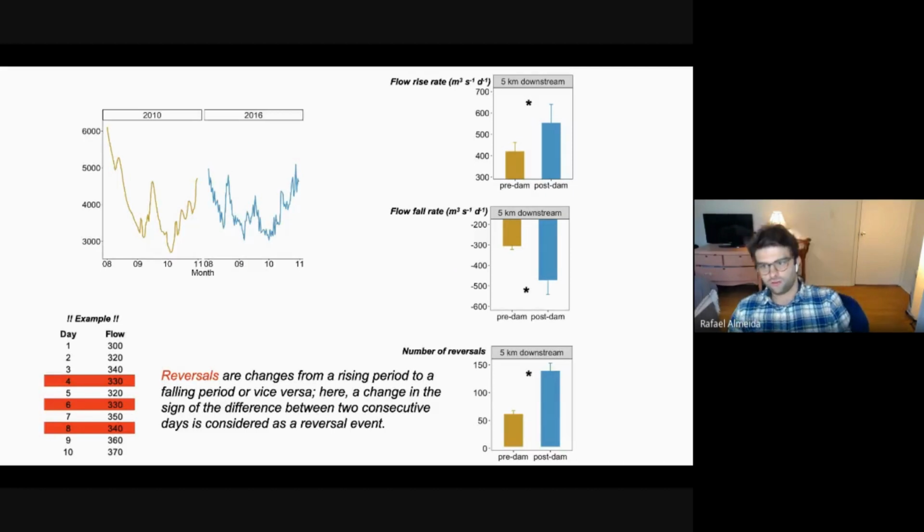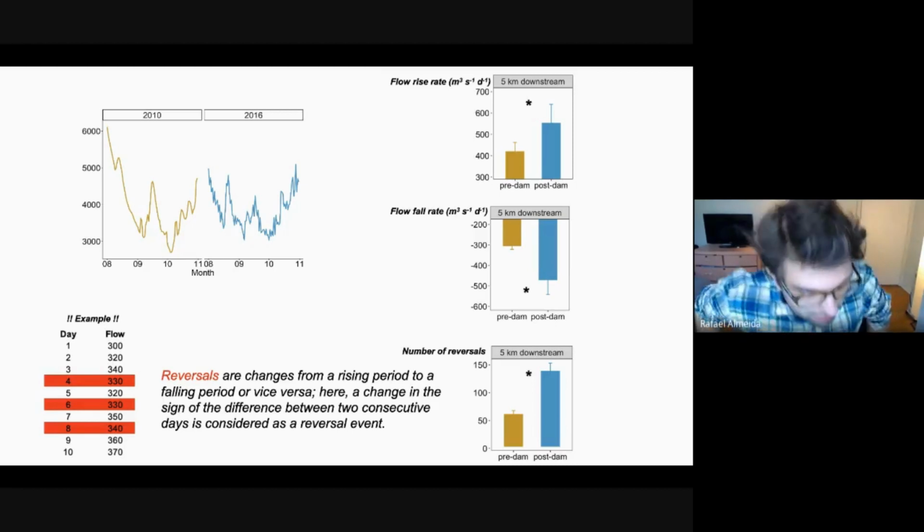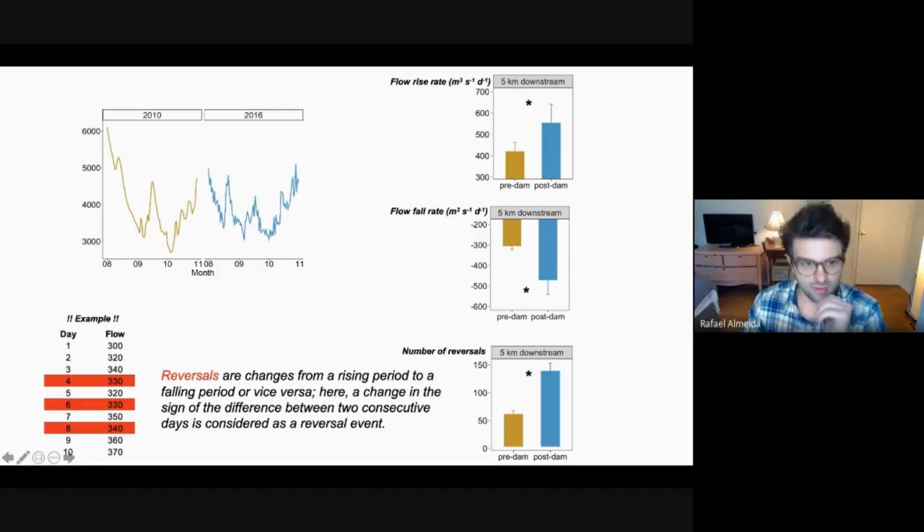Outra coisa que a gente observou foi um aumento no número de reversões na vazão. As reversões são mudanças de um período em que a vazão está subindo para um período em que a vazão está caindo. Vou dar um exemplo aqui, hipotético, para 10 dias e 10 vazões hipotéticas. Suponha que no primeiro dia você tem uma vazão de 300, no segundo ela sobe para 320, no terceiro 340, e aí no quarto ela cai para 330. Aqui você teve um evento de reversão.